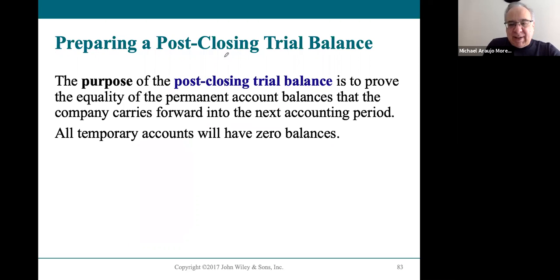At the end of that process, literally we run another trial balance called a post-closing trial balance, which simply will show that all of our temporary accounts, which is the revenue, expense, and dividends account, will have a zero balance now. And we're closed. And we're good.